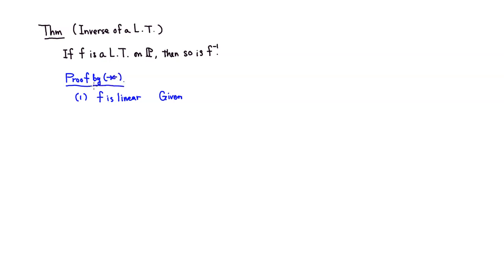All right, so assumption 2 would be f inverse is not linear. So assume that f inverse is not linear. All right, so this is for indirect proof. I would just say indirect proof.